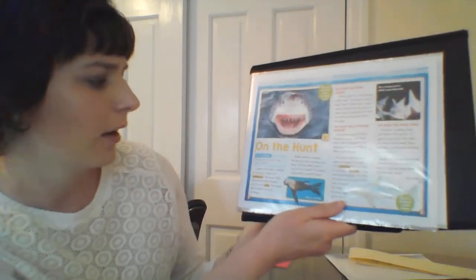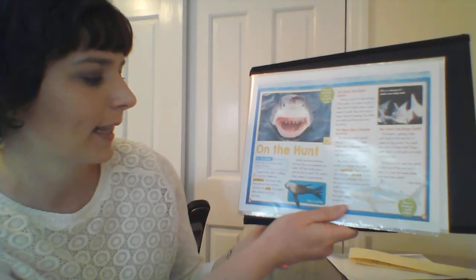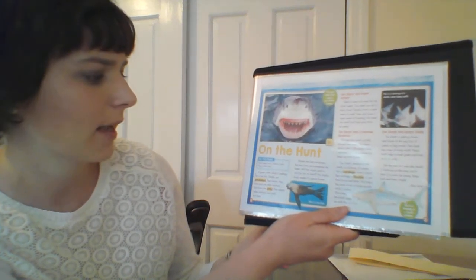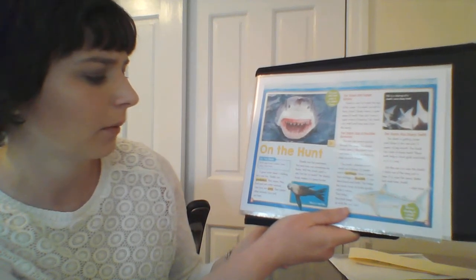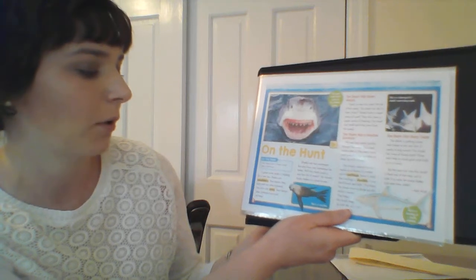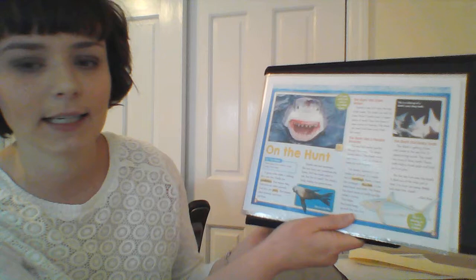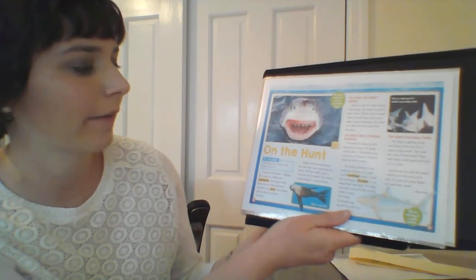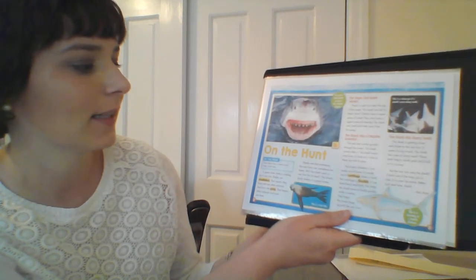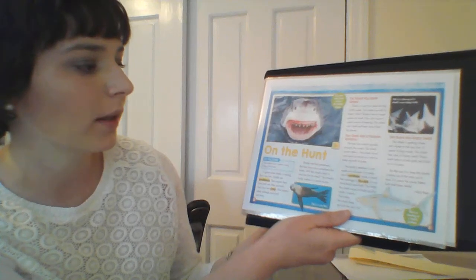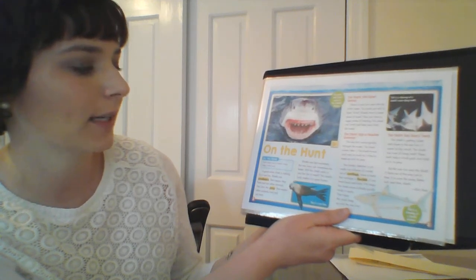On the hunt, a great white shark is looking for a sea lion. Sharks are predators. That means they hunt and eat other animals. Sea lions are prey. That means other animals hunt and eat them. Sharks are fast swimmers, but sea lions can sometimes be faster. Will the shark catch a sea lion for its next meal?